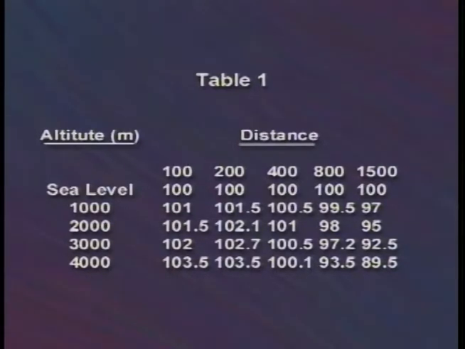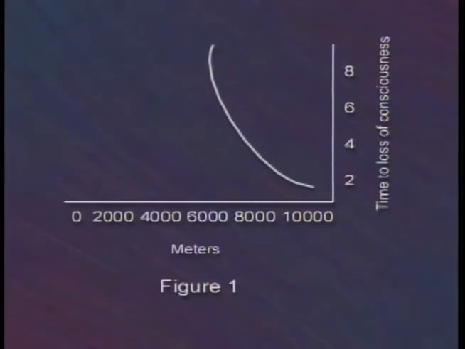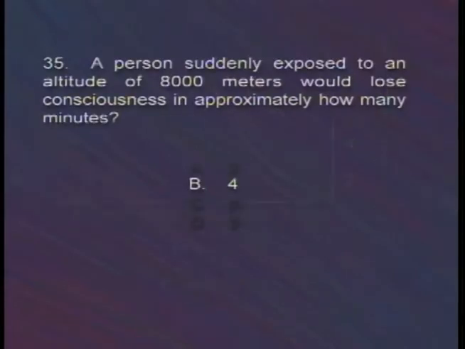Question 35. A person suddenly exposed to an altitude of 8,000 meters would lose consciousness in approximately how many minutes? Using Figure 1, locate an altitude of 8,000 meters. A horizontal line from this point would intersect the graph at a value of 4 minutes. The correct answer is B.